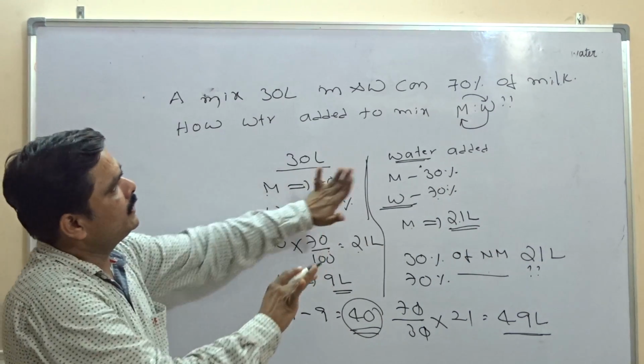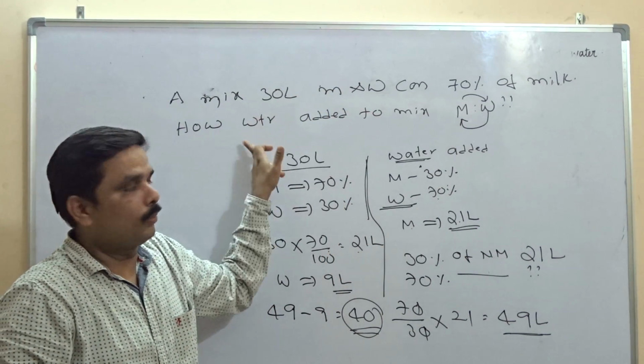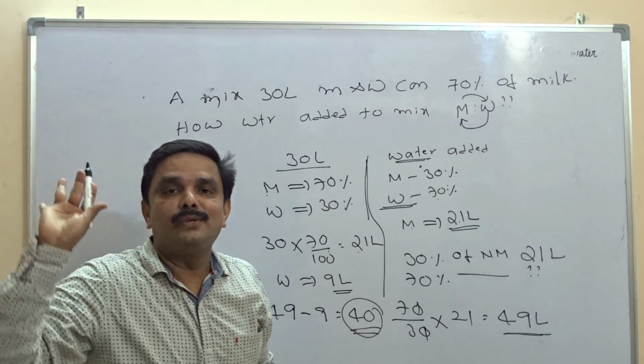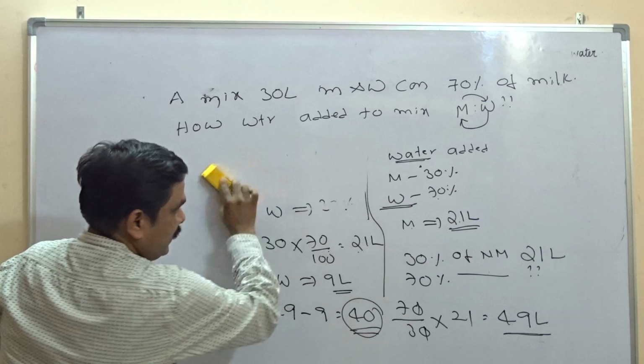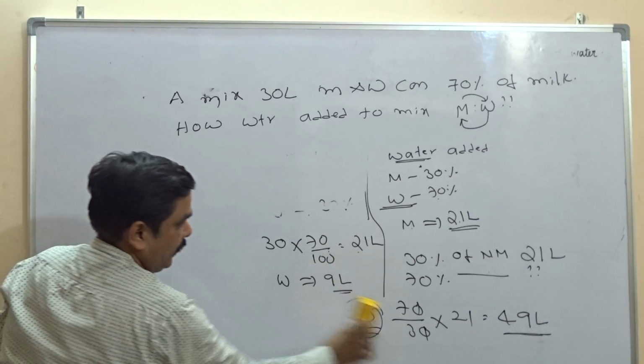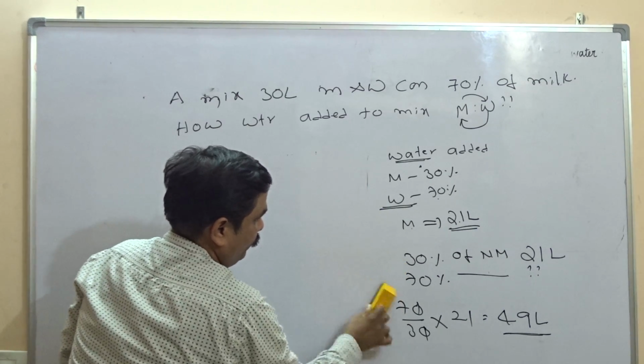For any sort of problem in this way, when the problem is in this way, I can directly use the formula, right? Make a note of that formula. Now, finally, my answer should be 40 liters are added, right? Now, you see, with the formula, I can solve very easily.